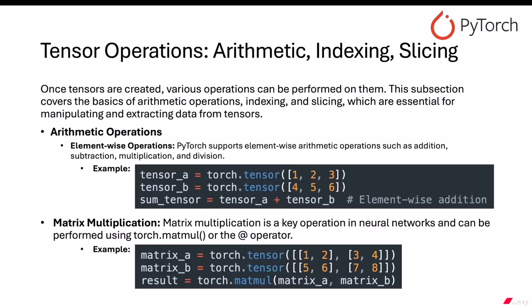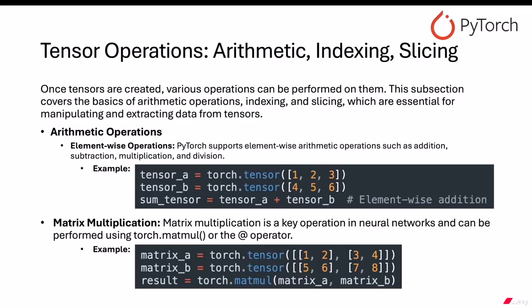PyTorch supports element-wise arithmetic operations such as addition, subtraction, multiplication, and division. Here is an example. Tensor A equal to torch.tensor 1, 2, 3 and tensor B equal to torch.tensor 4, 5, 6. Now sum tensor equal to tensor_A plus tensor_B, which is element-wise addition.